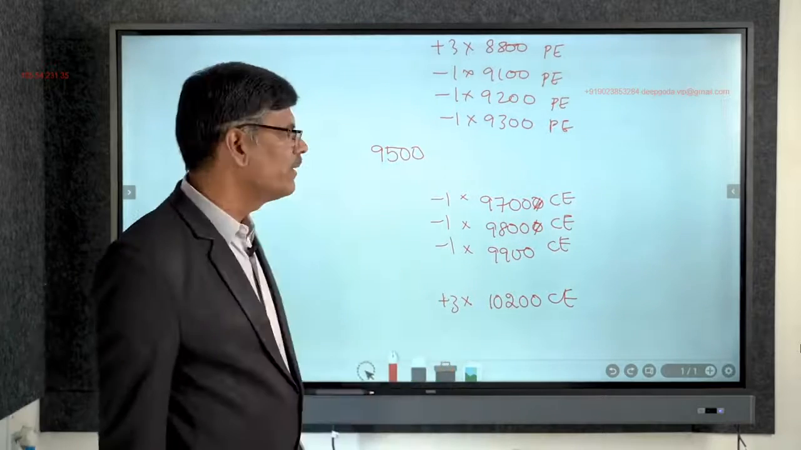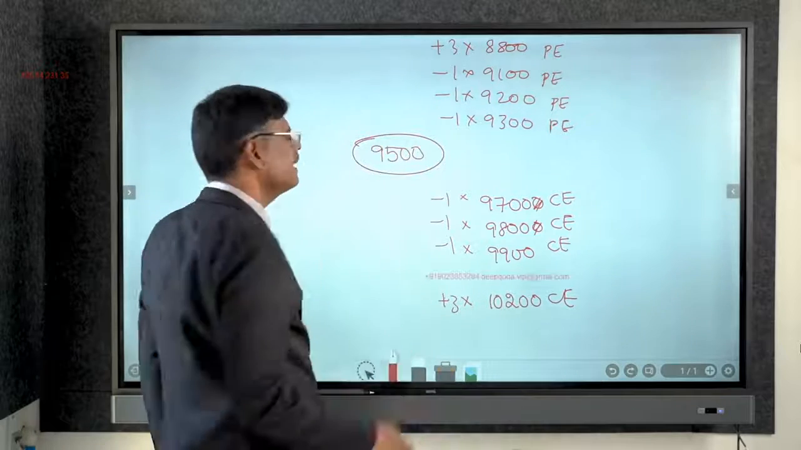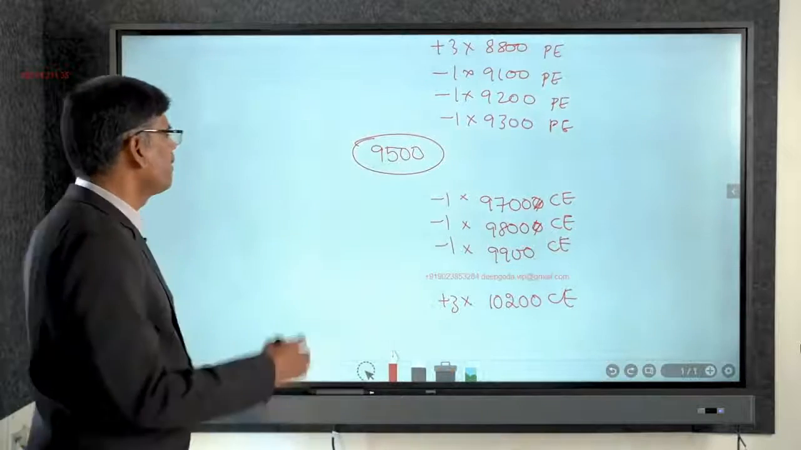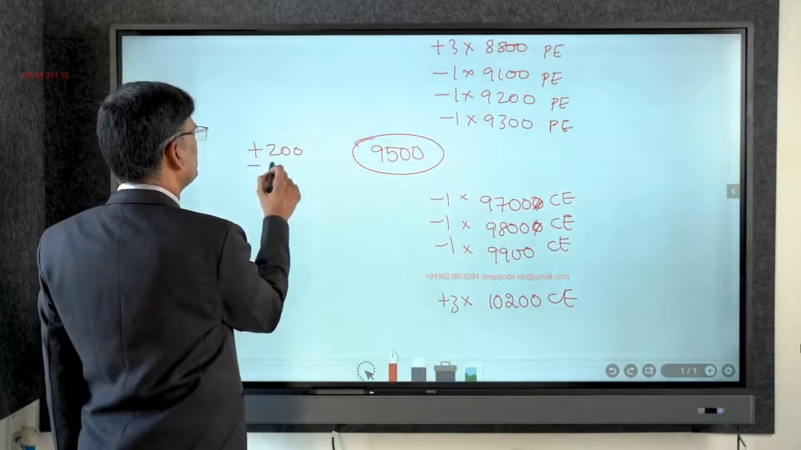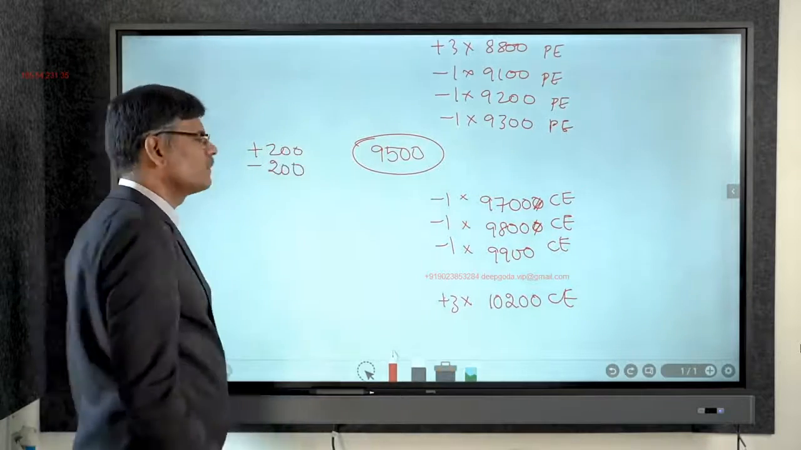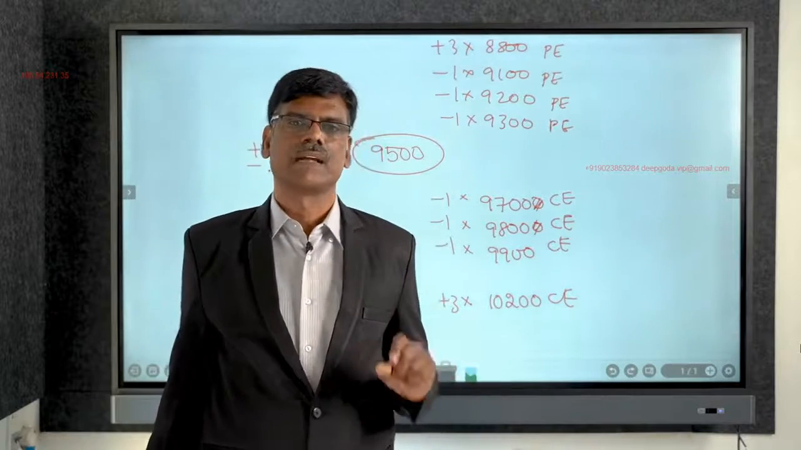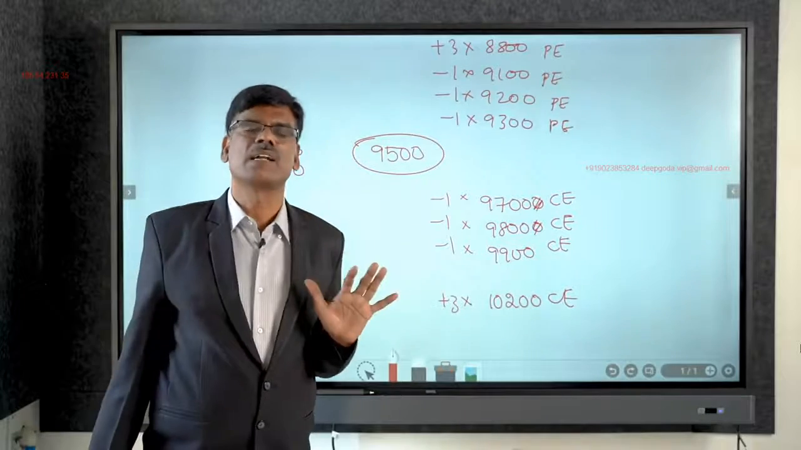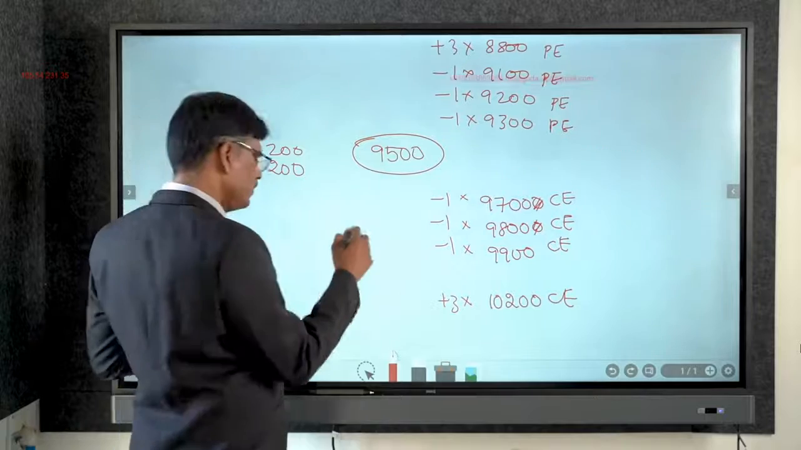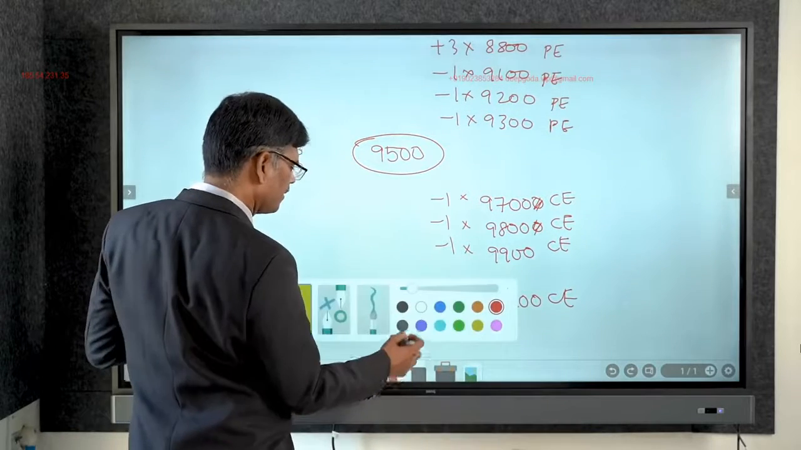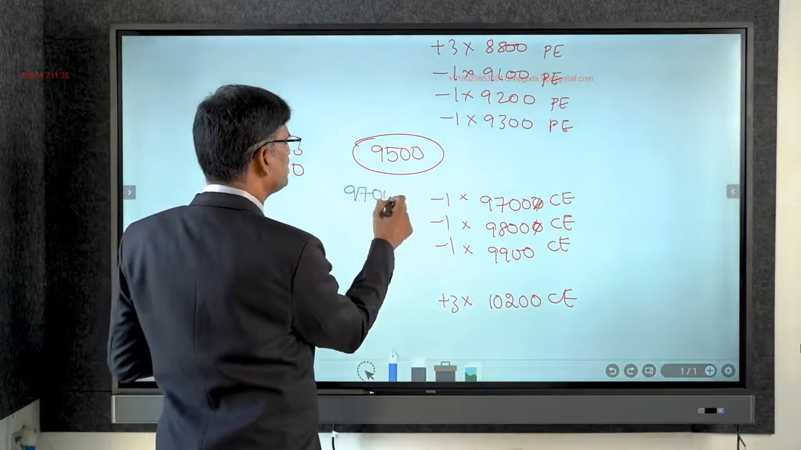So in that case, what you need to do: if the market is not moving plus or minus 200, you just wait, don't do anything. The moment the market moves 200 points, let us say it moves 200 points plus, the market is coming to 9,700.